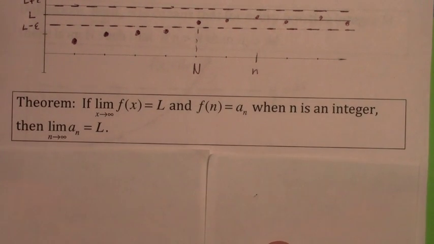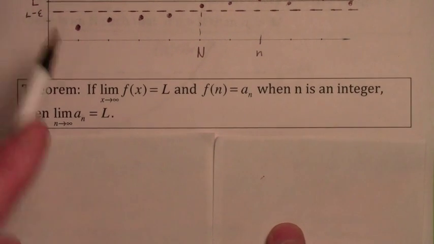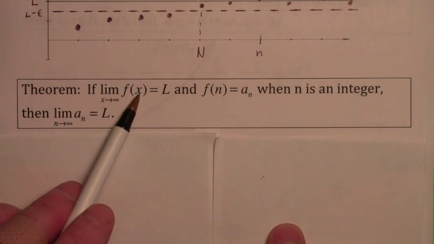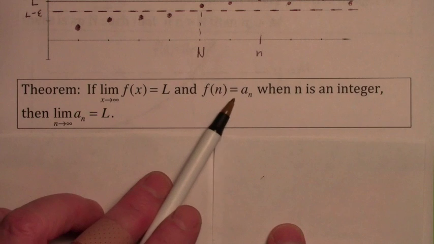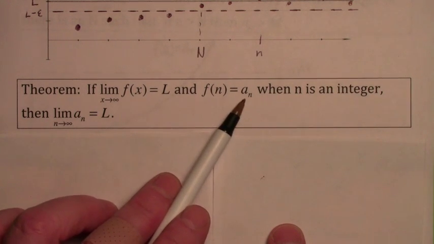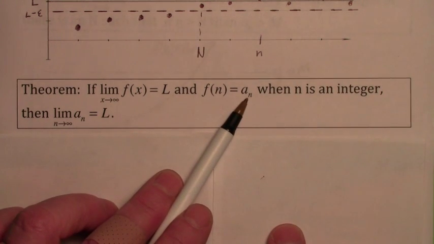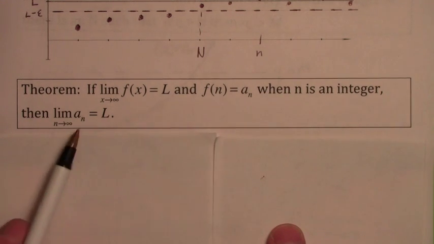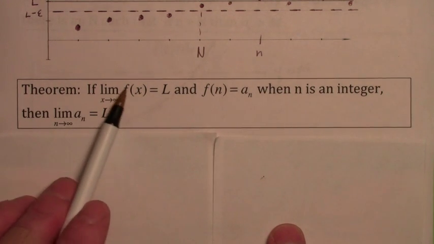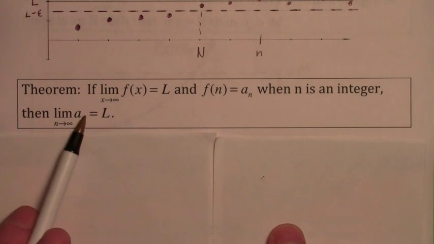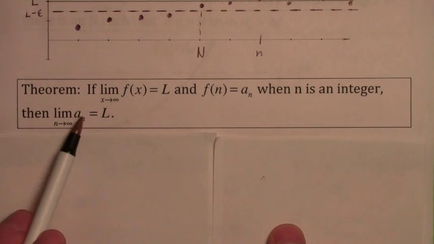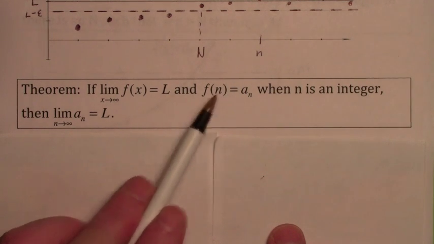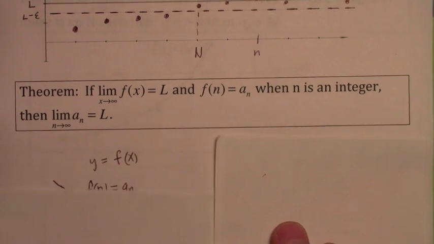In fact, this is what the theorem says. This theorem says if you have a limit of a function equaling L as x goes to infinity, we know what that means from chapter 2. And suppose the function agrees with the terms of the sequence at the integer values, then the limit of a sub n, since the whole function is getting close to L, don't the a sub n's have to get close to L too? Because the a sub n's are f of x's. If all the f of x's are getting close to L, then the a sub n's do too.